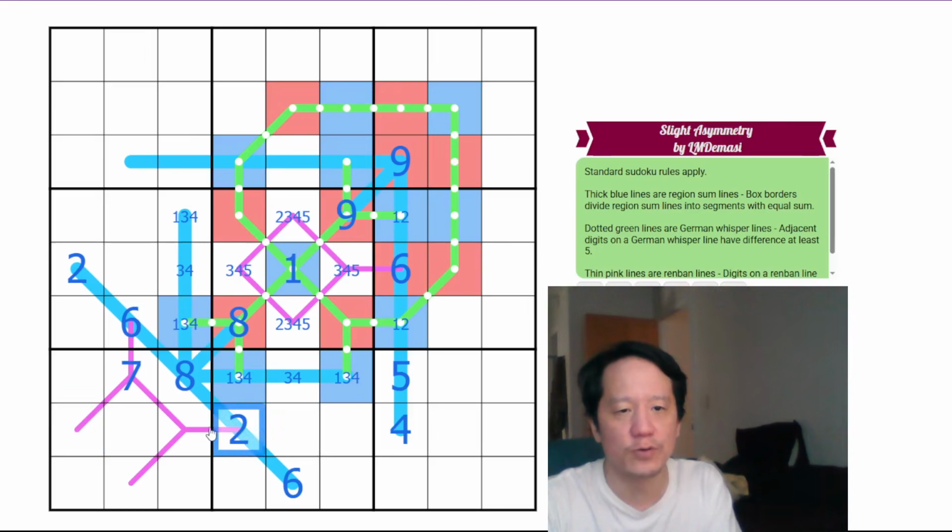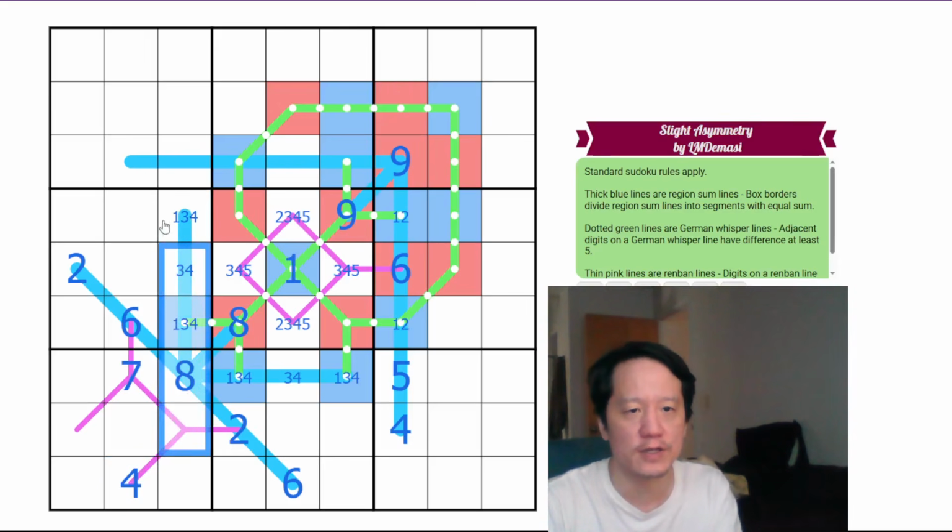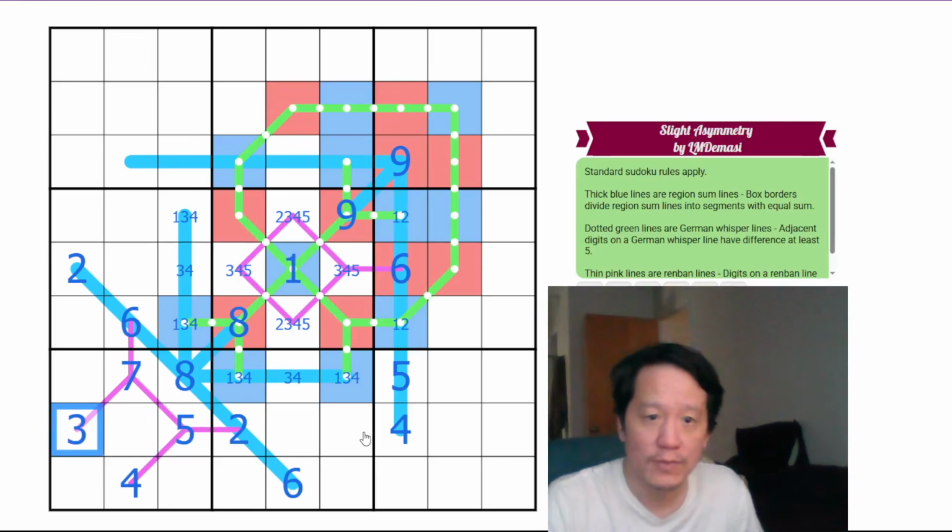This can't be 4 because of 4 in the row, so 4 has to be here. This can't be 3 because of the 1, 3, 4 triplet in the column. So this must be 5 here, and this is 3. Okay.